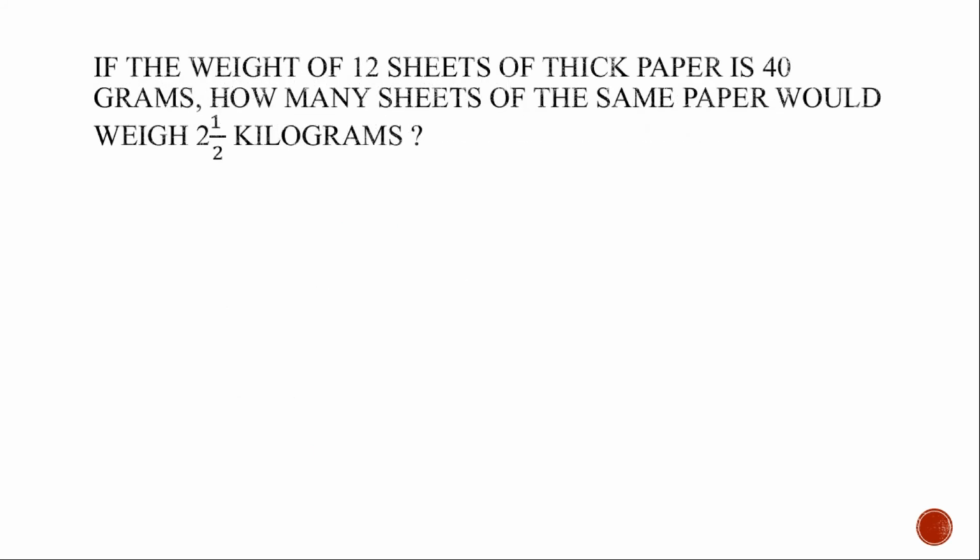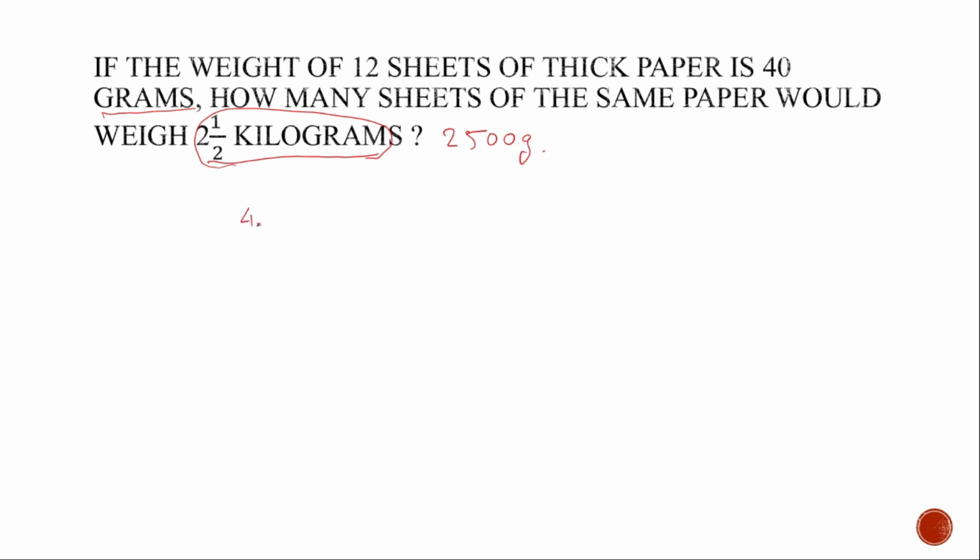Next is, if the weight of 12 sheets of thick paper is 40 grams, how many sheets of the same paper would weigh 2.5 kilograms? In both parts of this question, weight is given, but in the first part it is given in grams, in the second part in kilograms. So we need to convert the unit and make them the same. So I am converting kilograms into grams. It will be 2500 grams.